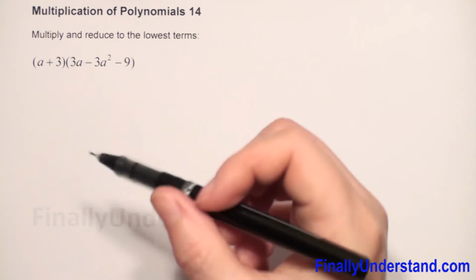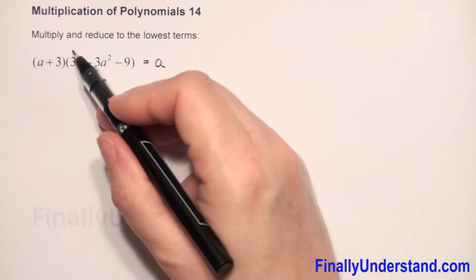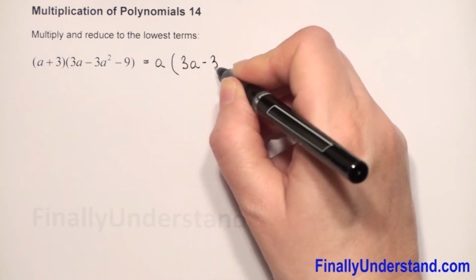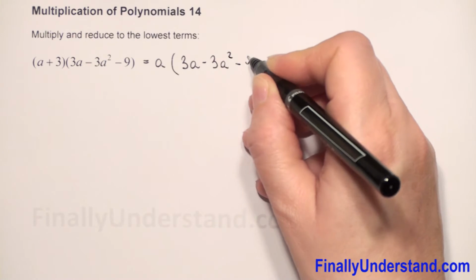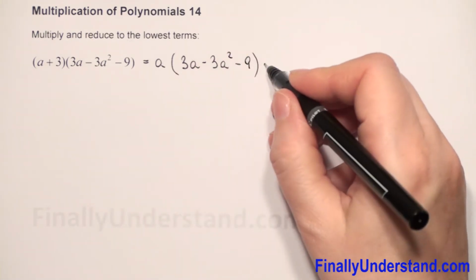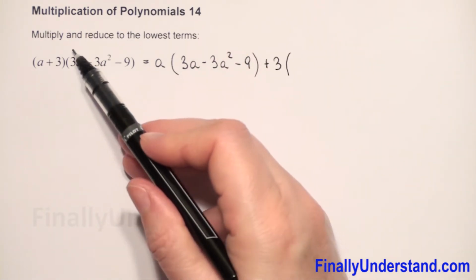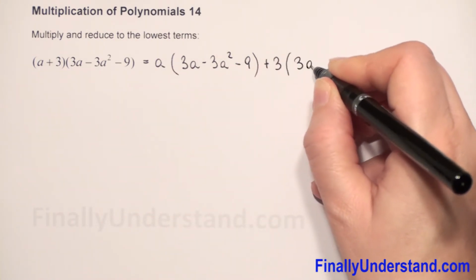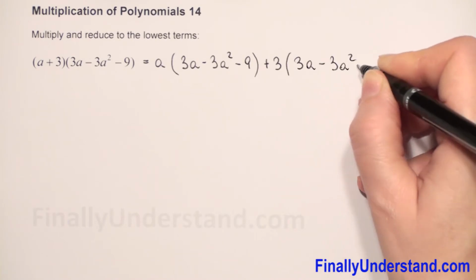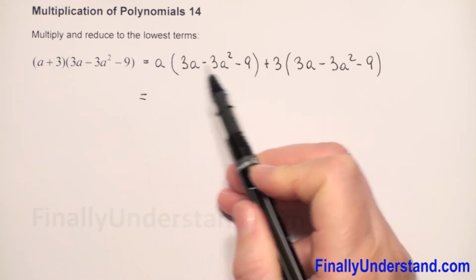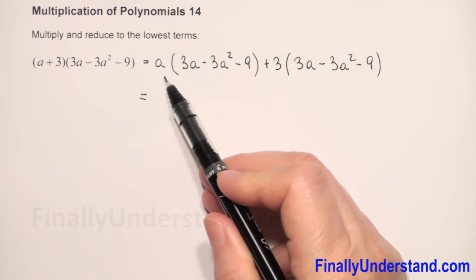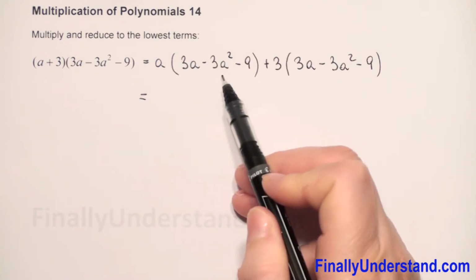So first we have variable a. We have to multiply it by the whole expression in the second parenthesis, so 3a minus 3a squared minus 9. Next we have positive 3, and 3 we have to multiply by every expression in the second parenthesis. So we have 3a minus 3a squared minus 9. And now we have to multiply every expression in parentheses by a. In other words, we have to distribute a over each term in the polynomial.